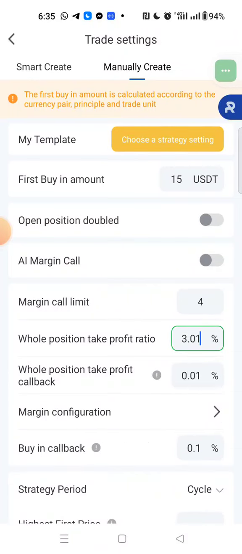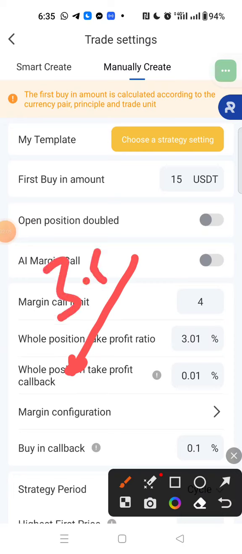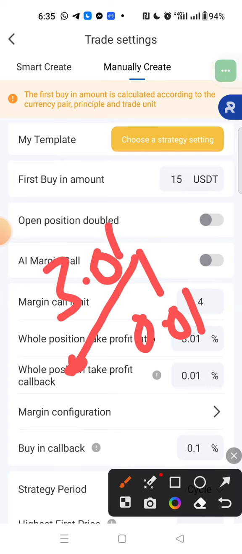What does this mean? It means that from our entry, if the market rises 3.01 and tries to go down by 0.01, let the robot sell, so we shall get a profit of 3%.